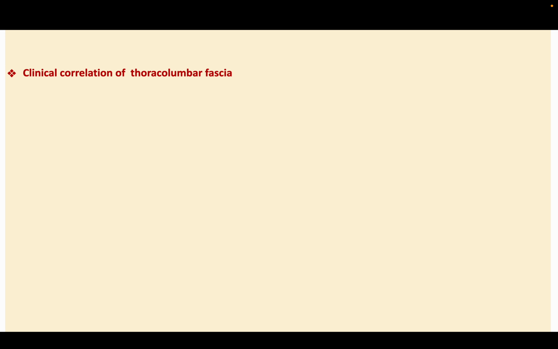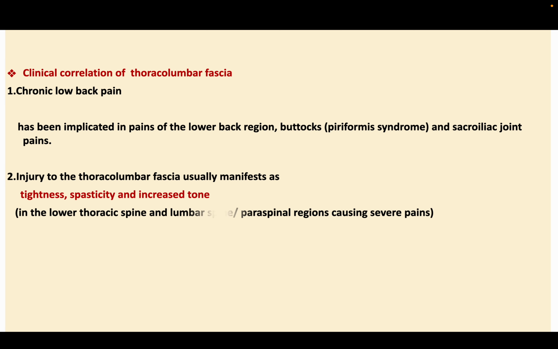Coming to the clinical correlation of the thoracolumbar fascia, chronic low back pain has been implicated in pains of the lower back region, buttocks, piriformis syndrome, and sacroiliac joint pains. Now, injury to the thoracolumbar fascia usually manifests as tightness, spasticity, and increased tone in the lower thoracic spine or lumbar spine, paraspinal region, causing severe pains. So, these are the clinical correlations of the thoracolumbar fascia.